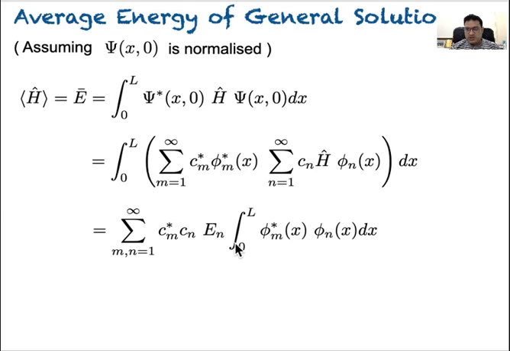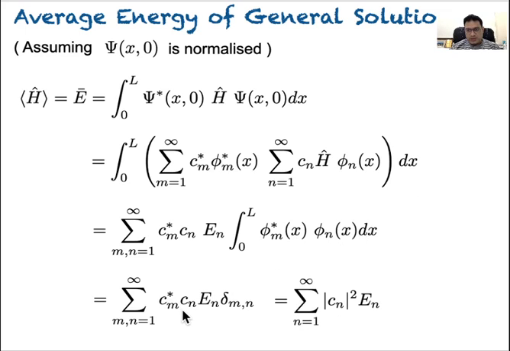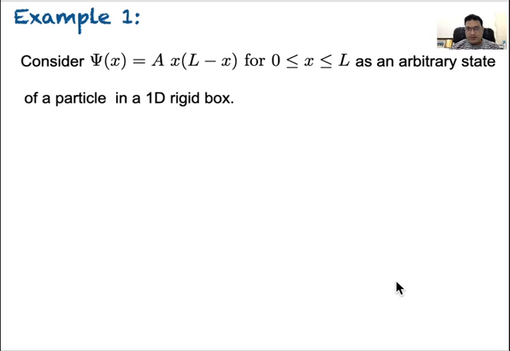Again, we know the value of this integral. The value of this integral is delta mn, and when m is equal to n, this value will be unity. Now we can substitute m equal to n, and what we are going to get is the summation over n of mod of Cn squared times En. So the average value of your Hamiltonian is the summation over n of mod of Cn squared times En.